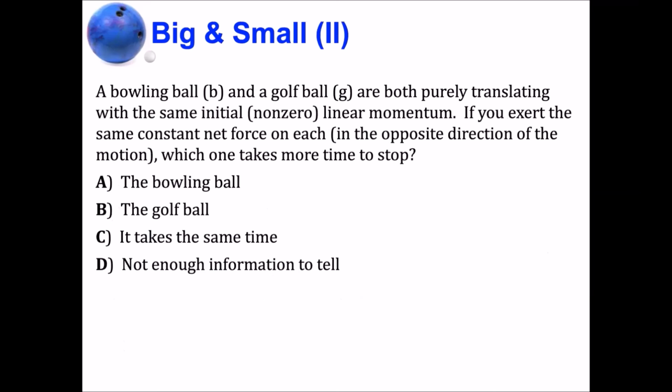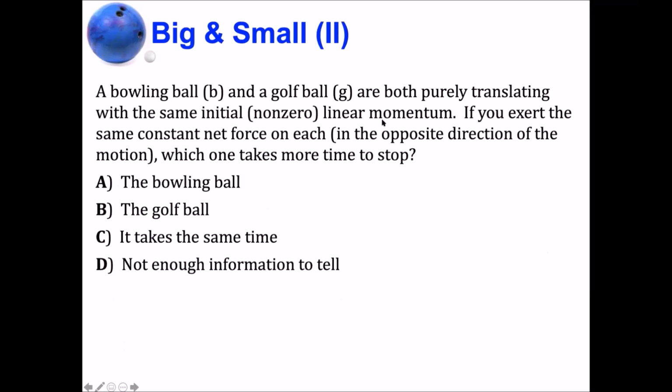We can look at another problem involving the bowling ball and the golf ball. We'll call this big and small number 2. And again, the bowling ball and the golf ball are both undergoing pure translational motion. And this time they both have the same initial non-zero linear momentum.